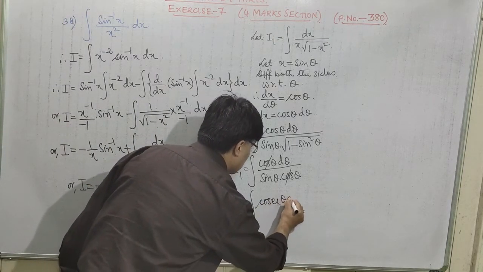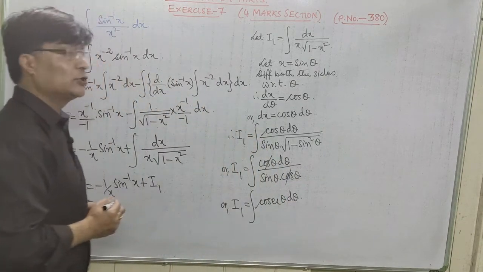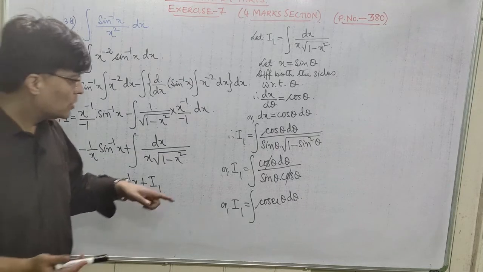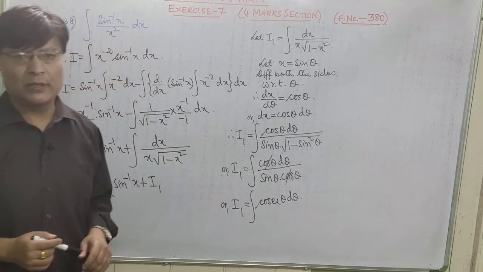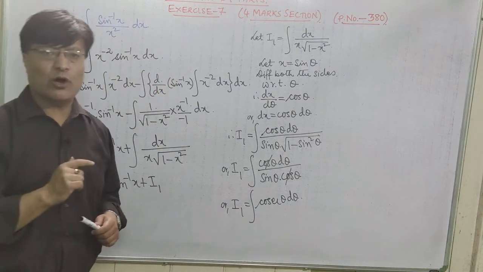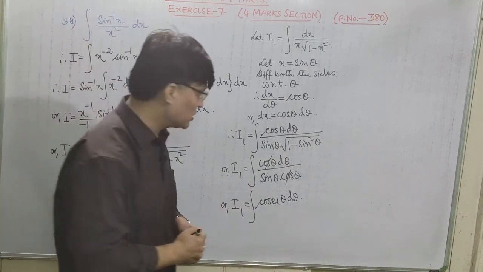This is your cosec theta d theta. So we have got integration of cosec theta d theta. So now you should know this formula. So what is the formula for integration of cosec theta d theta? This is log of cosec theta plus cot theta.